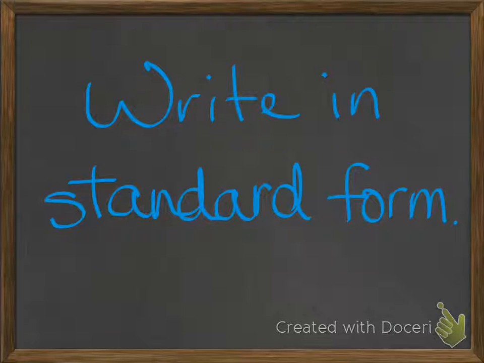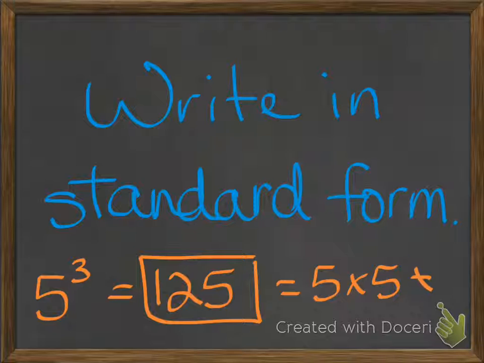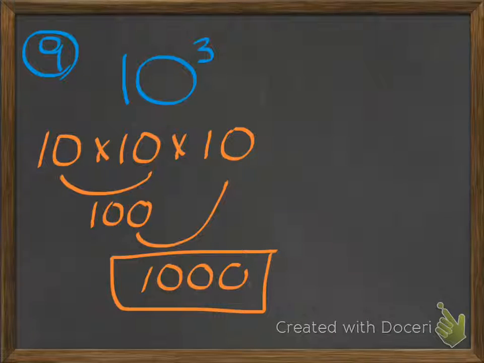Okay, now you're going to write it in standard form, which means you're going to find the one number. You may be given the exponential notation, or you might be given the expanded form, but either way, you're going to need to find the standard form of the number. 10 to the 3rd power. So 10 to the 3rd power means 10 times 10 times 10. 10 times 10 is 100, and 100 times 10 is 1,000. So 1,000 is our answer.